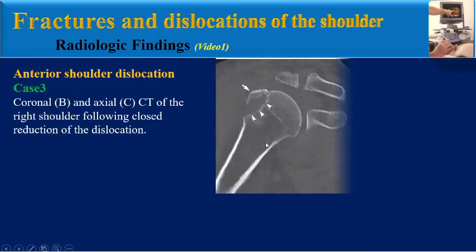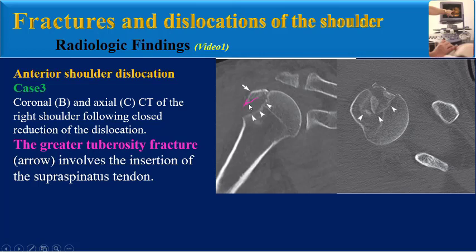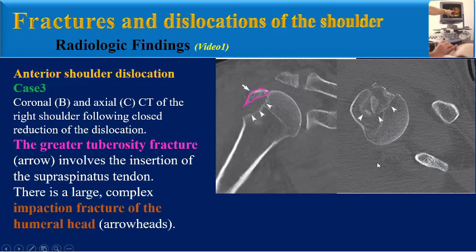These are coronal and axial CT of the right shoulder following closed reduction of the dislocation. The greater tuberosity fracture involves the insertion of the supraspinatus tendon. There is a large complex impaction fracture of the humeral head also.